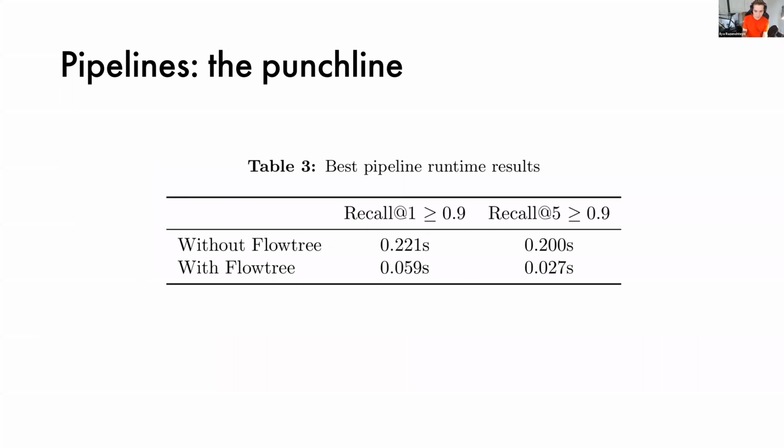So let me first start with the punchline here. Basically, in both cases, for recall at 1 and recall at 5, we see significant improvement of the running time for pipelines with FlowTree compared to the best pipeline we could find without FlowTree. For example, for recall at 5, the gap is especially big. It's a factor of 8 or 7 or something. I'm bad at doing math on the spot. But the gap is also significant for recall at 1.